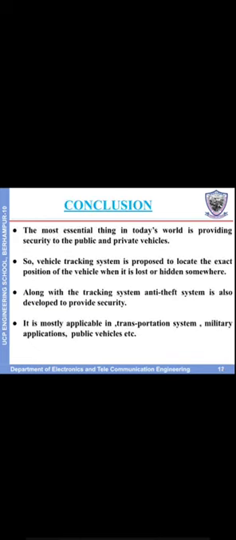Moving on. Conclusion: the most essential thing in today's world is providing security to public and private vehicles. So, a vehicle tracking system is proposed to locate the exact position of the vehicle when it is lost or hidden somewhere. Along with the tracking system, an anti-theft system is also developed to provide security. It is mostly applicable in transportation systems, military applications, public vehicles, etc.